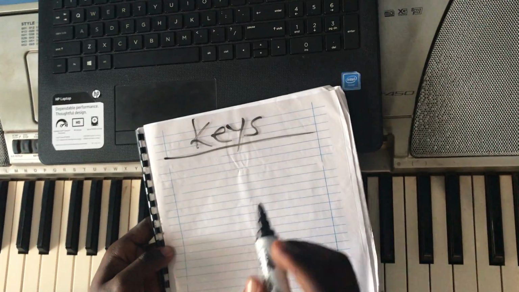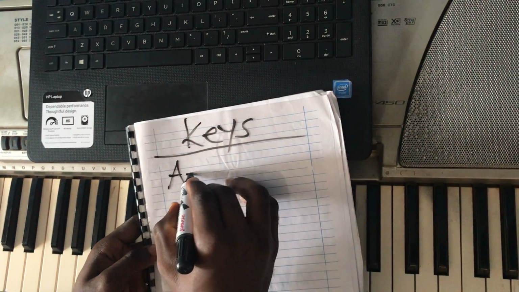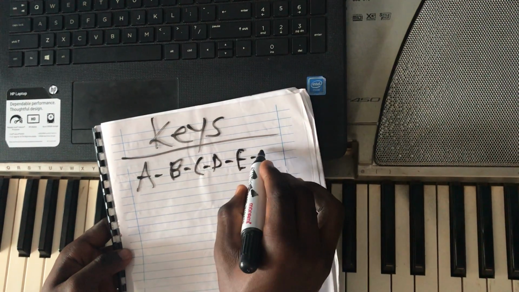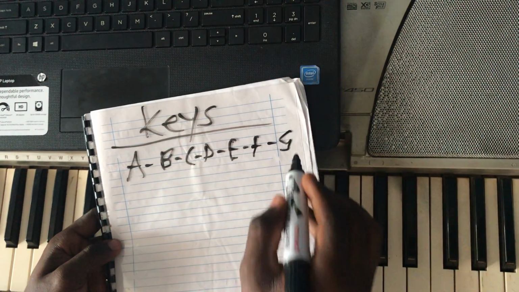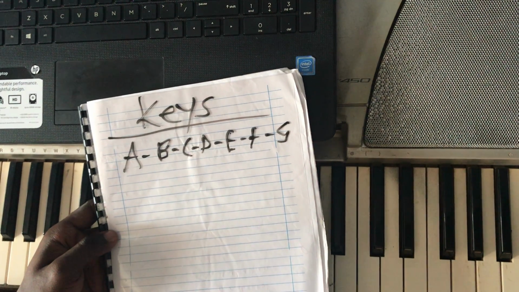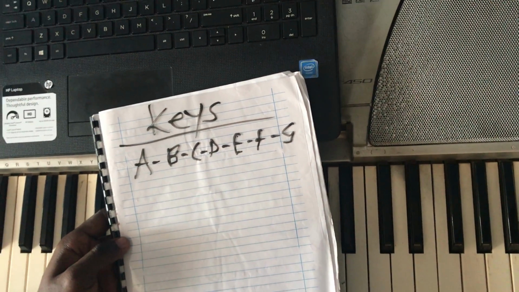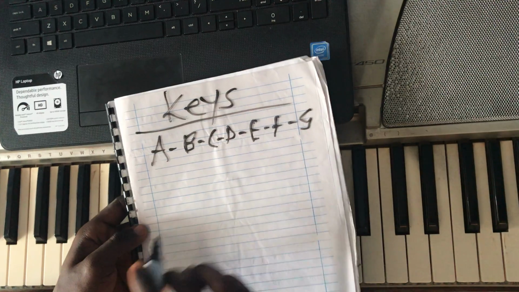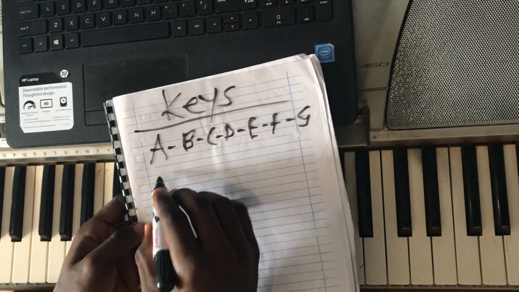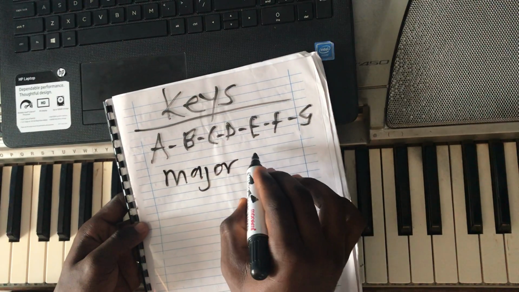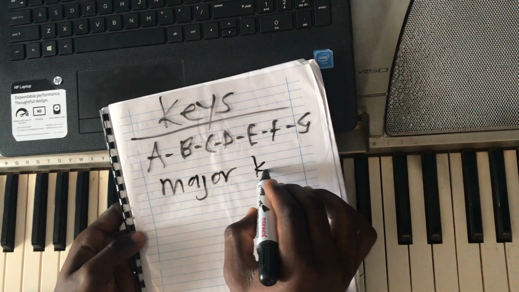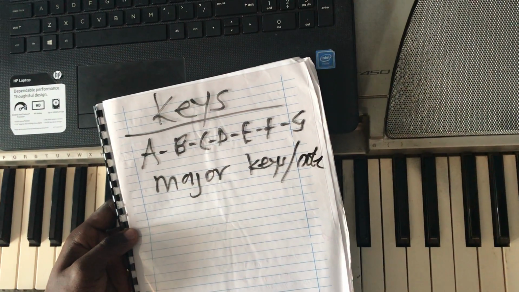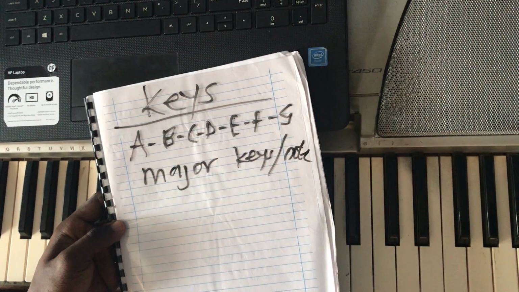So the major keys we were talking about were A, B, C, D, E, F, G. We don't have H in keyboard or instrument or music. We don't have any H in music. So we have A, B, C, D, E, F, G. These are the major keys, or the major notes, that we have in instrument or keyboard playing. As a beginner, you must know this.